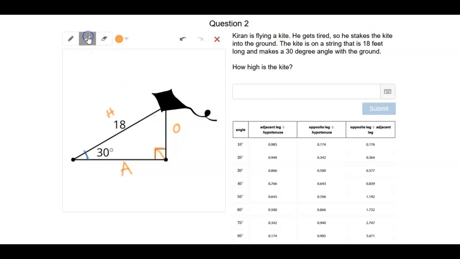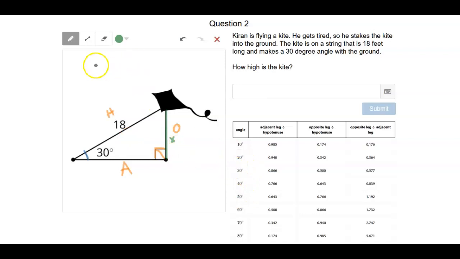And the one that we're trying to figure out is the height. We want to know how tall this is, how high up in the air this kite is. So we want to measure this distance right here. So we're going to call this distance x.